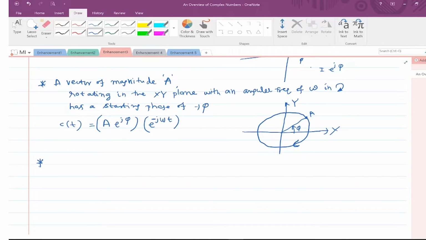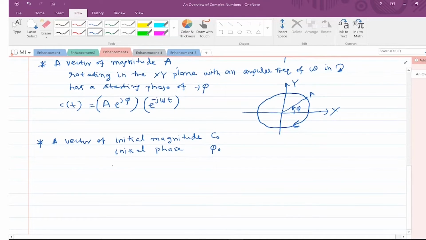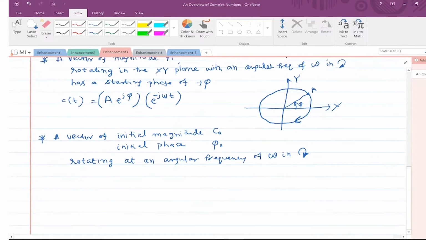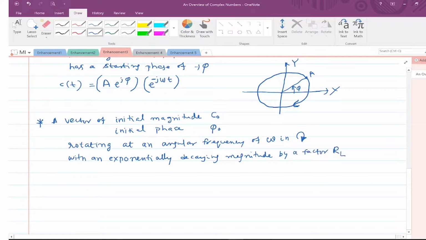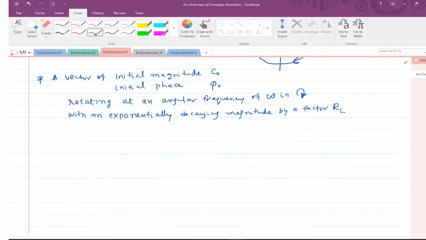Similar to the above one, you have a vector of initial magnitude c naught and initial phase phi naught. Assume that it is rotating with an angular frequency of omega in the clockwise direction. Okay, now what we said, additionally its magnitude is decaying exponentially. So we will write here, with an exponentially decaying magnitude by a factor R subscript L. Then how do you represent this? Let's try to draw this out here.